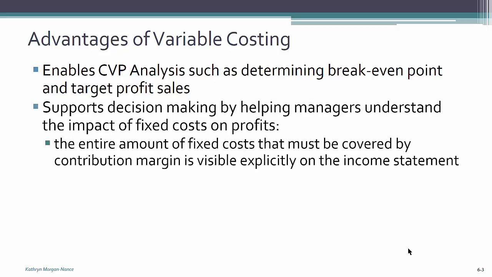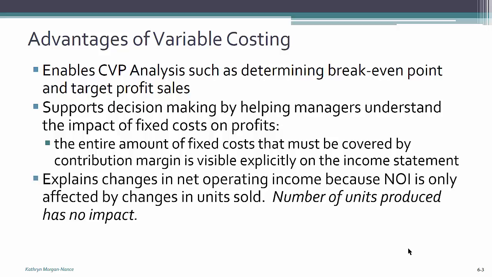Second, variable costing correctly identifies the additional variable costs incurred to make 1 more unit. It also emphasizes the impact of fixed cost on profits. Absorption costing gives the impression that fixed manufacturing overhead is variable with respect to the number of units produced, but it is not. This can lead to inappropriate pricing decisions and product discontinuation decisions. And finally, variable costing also explains changes in net operating income better than absorption costing does. Production levels have no impact, and we'll compare it with absorption costing on the next slide.